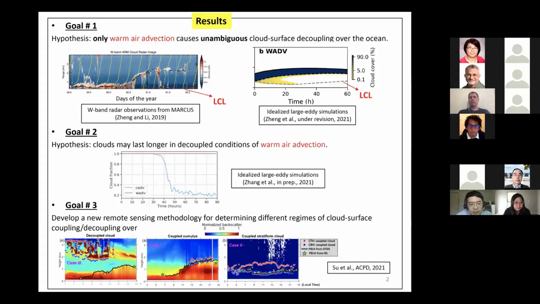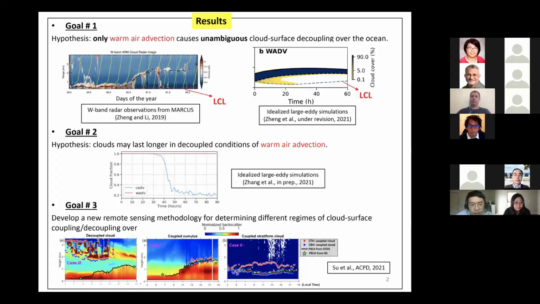And for the second goal, our hypothesis is also proved. Our idealized large eddy simulations show that the cloud decks can last longer in warm air advection conditions, the red line, than in the cold air advection conditions, which is the blue line. Our interpretation is that when clouds are decoupled from the sea surface, the cloud layer is more quiet, in which conditions the clouds mix less effectively with the environmental dry air. This can increase the lifetime of the clouds.